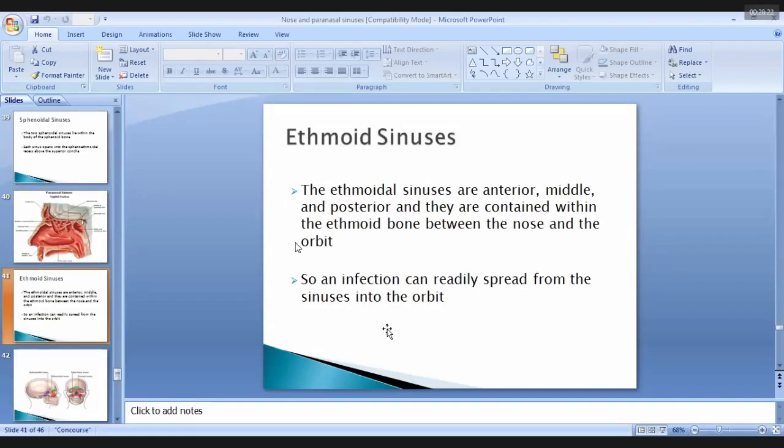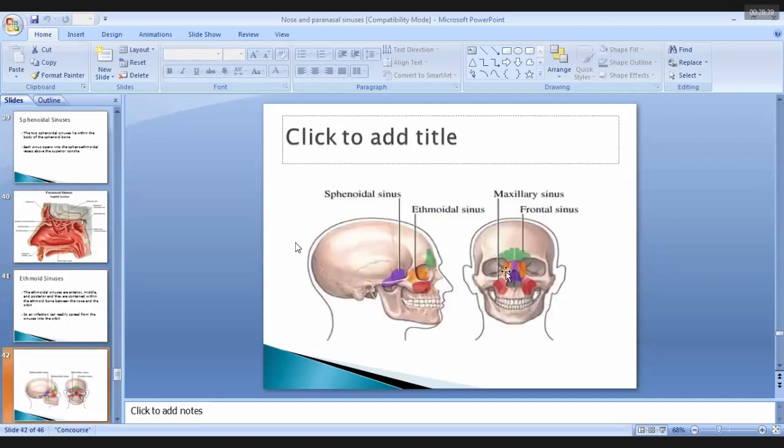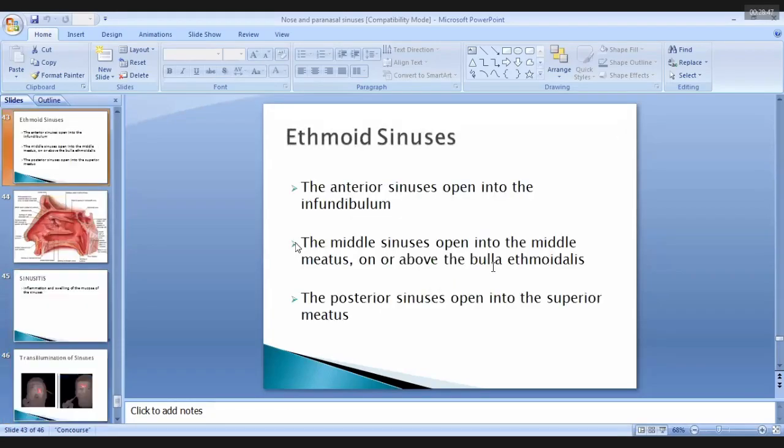So if there is any infection of the ethmoidal sinuses, it can easily spread from the ethmoidal sinuses into the orbit. So that is also clinically related to the orbital cavity. If there is any infection or injury to the ethmoidal sinuses, because of their close relationship with the orbital cavity, these being located between the nose and the orbital cavity, the infection easily transmits to the orbital cavity.